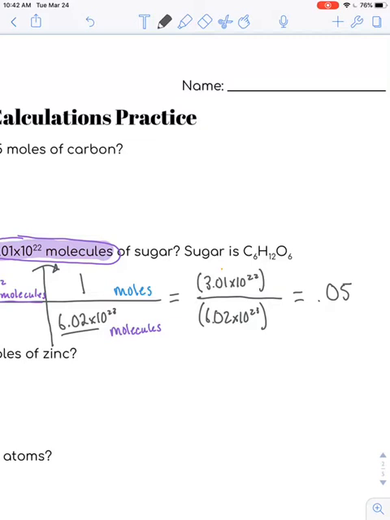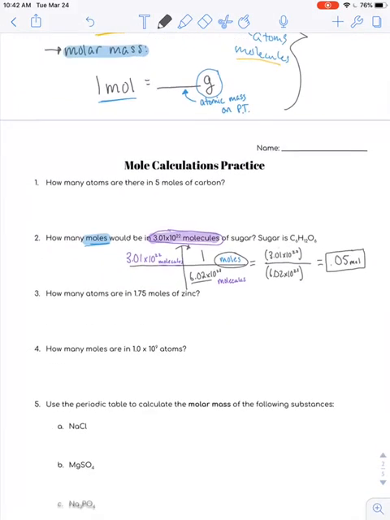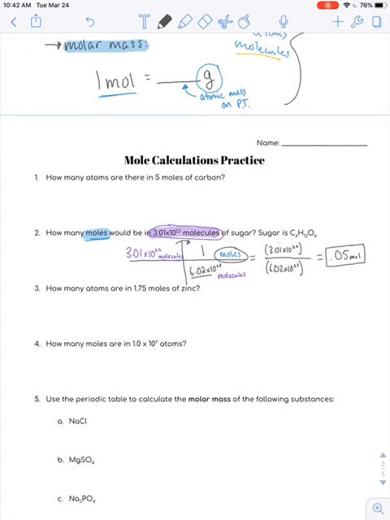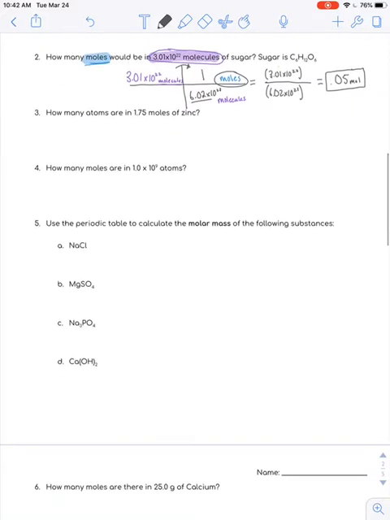And since our goal units were moles, our end units will be moles. So 0.05 moles is the answer to that question. So that's an example of using Avogadro's number. Let's look at another one.